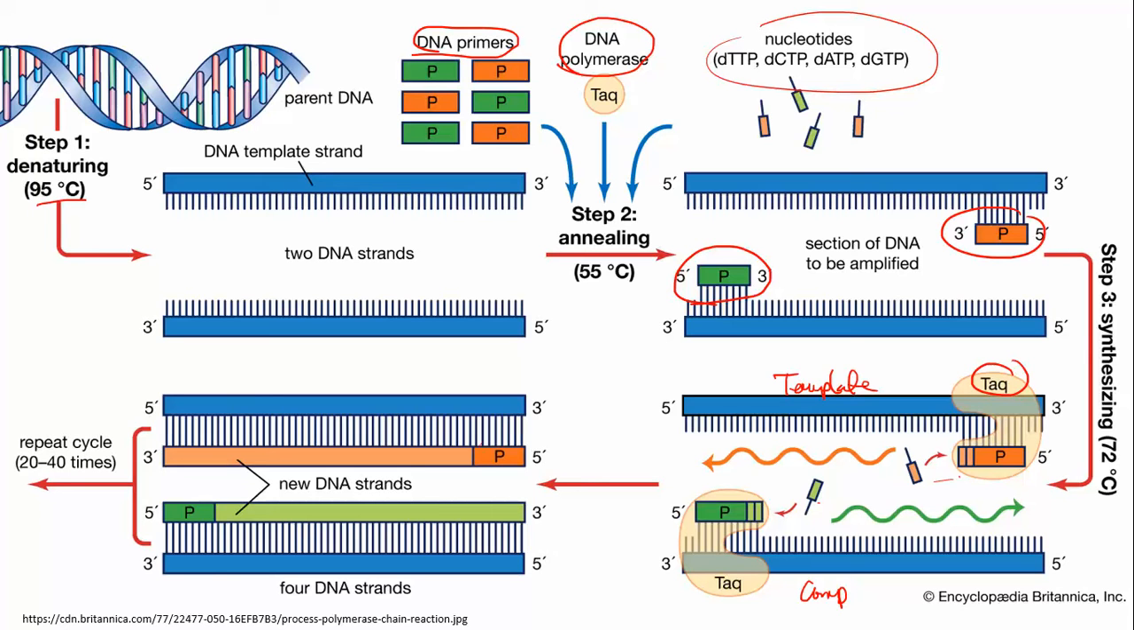This cycle gets repeated like 20 to 40 times. You then heat things up, strands separate, primers attach, the polymerase comes in, builds new DNA molecules, then again you heat it up, strands separate, primers attach, new DNA molecules are built with the polymerase, and you do this 20 to 40 times, depending on the sequence that you're trying to get replicated, and this makes a lot of DNA.